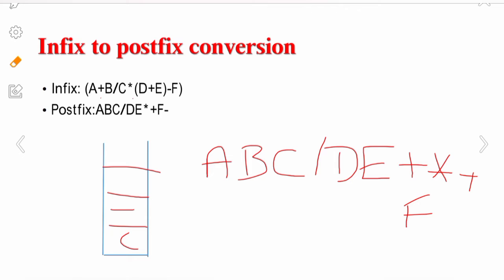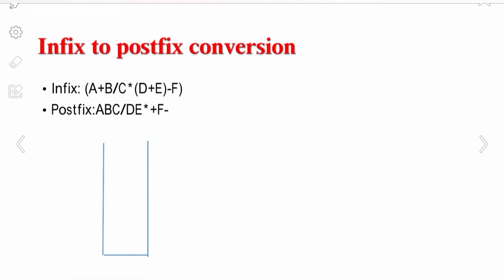So now after the F there is a closed parenthesis. So now we are having the open and closed parenthesis here, so we can remove the minus from the stack. So now we will get the minus operator out of the stack. So this is the postfix conversion of the stack, okay. In this manner we can do the infix to postfix conversion.